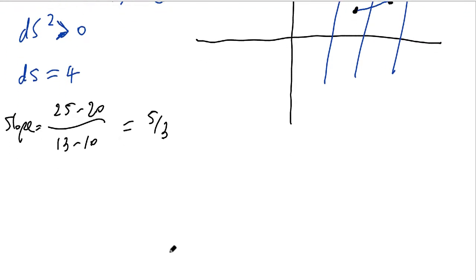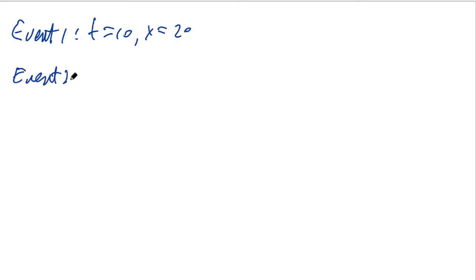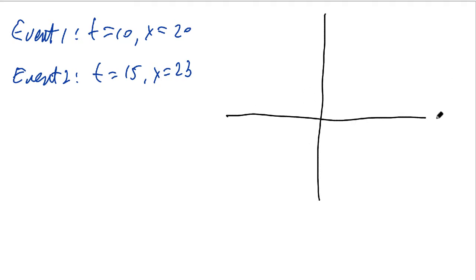So now let's look at an example of two events that are time-like related in our two-dimensional flat space-time. So we'll take event 1 to be t equal 10, x equal 20, and event 2 to be t equals 15, x equal 23. Okay, on our space-time diagram, these events look something like this.